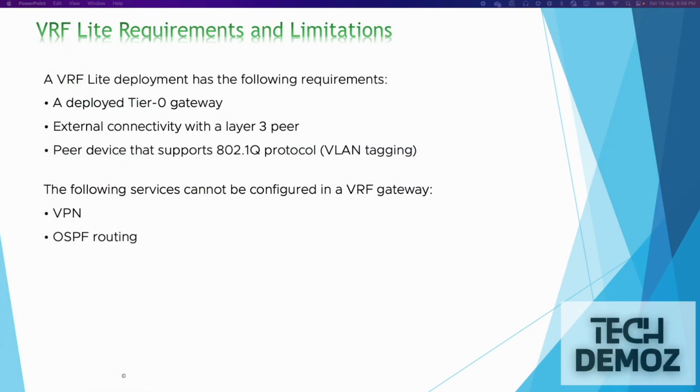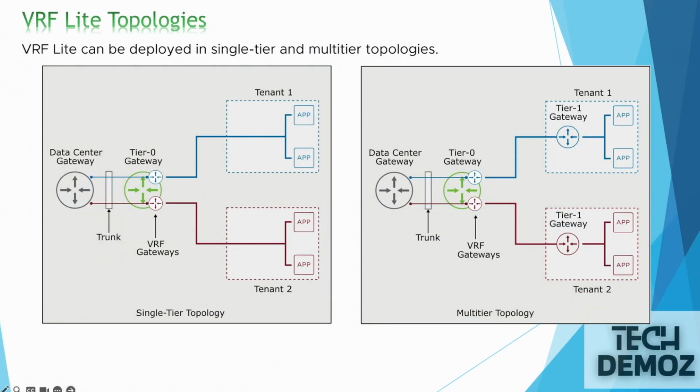Moving to the next slide, we have VRF-Lite requirements and limitations. A Tier 0 gateway must be used to deploy VRF gateways. It is the default Tier 0 gateway and it is the parent gateway for the VRF gateways. The default Tier 0 gateway can be an existing Tier 0 gateway which is connected to Tier 1 gateways.